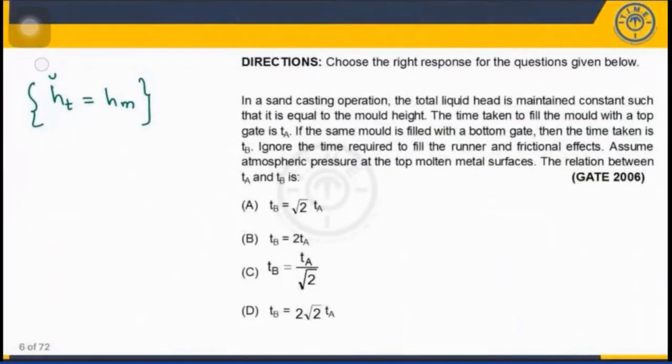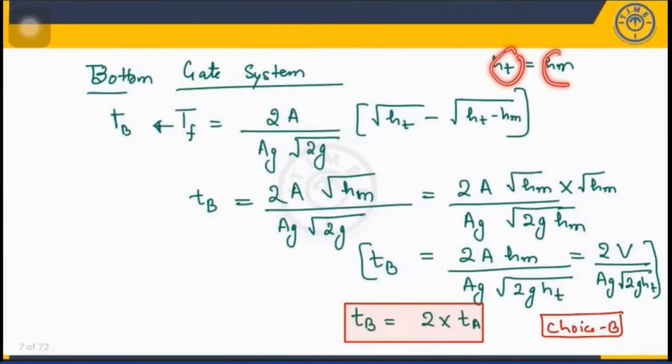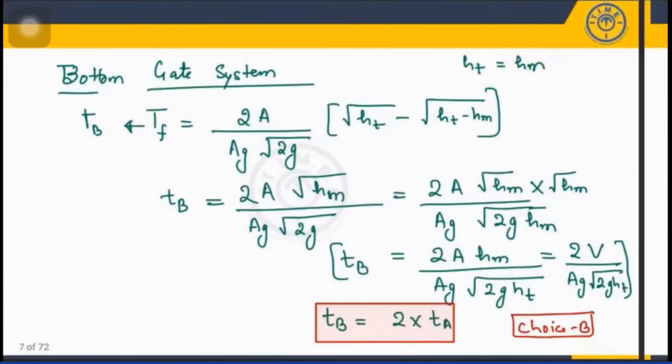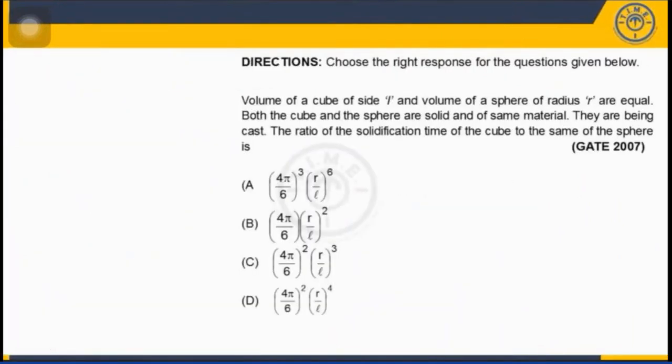Now, this question is very important. And one more thing, they can frame this same type of problem in numerical form. They will give you data, for example, the total time required for filling the mold cavity by the top gate system is 2 minutes. Then what will be the total time required for filling the mold cavity by the bottom gate system? The correct answer will be 4 minutes. The only condition is that the total height should be equal to the height of the mold cavity. Now, I'm not giving you time for making notes because you will definitely get this recorded session. You can watch it again.